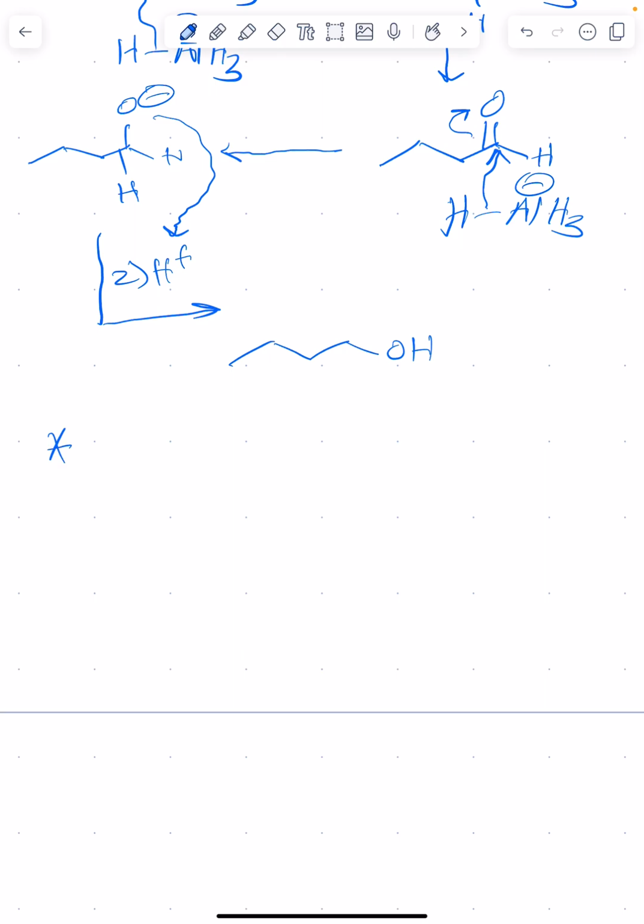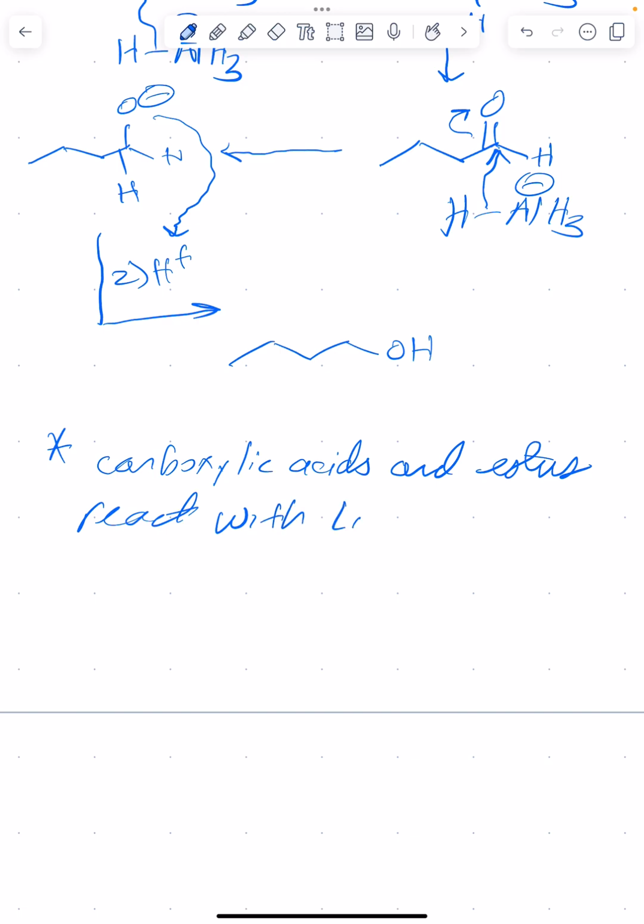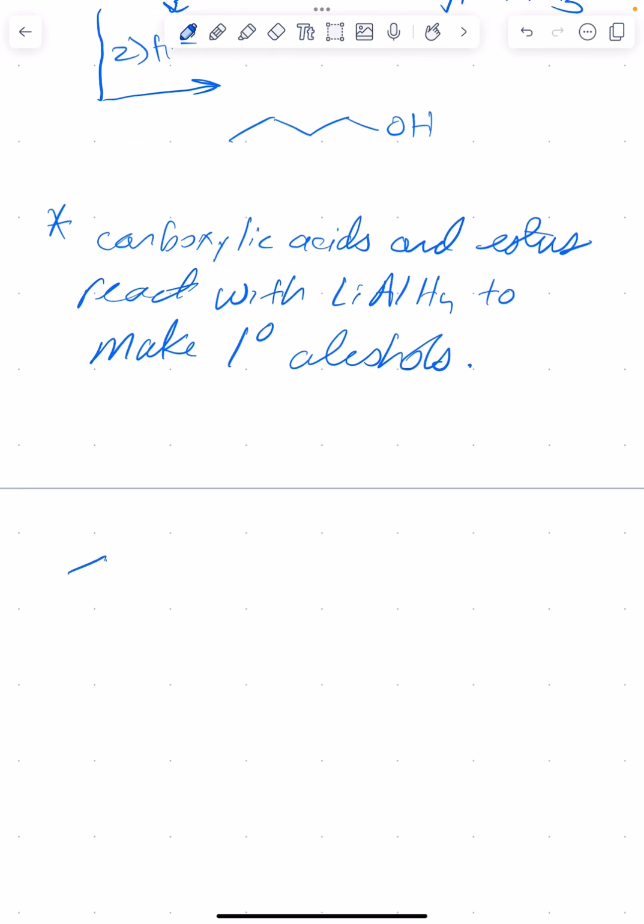So we can actually write that down. Sorry, let me erase this. So carboxylic acids and esters react with lithium aluminum hydride to make primary alcohols. So we can do another example or two of this with the ester.